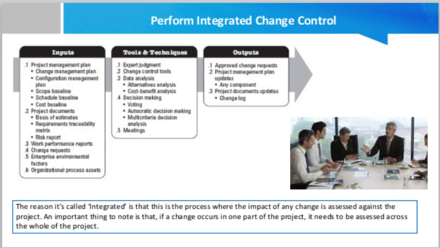Configuration management plan. The configuration management plan documents how configuration management will be performed. It defines those items that are configurable, those that require formal change control, and the process for controlling changes to such items. Scope baseline. Every project has a scope, and the scope baseline is what defines the project and product. Schedule baseline.